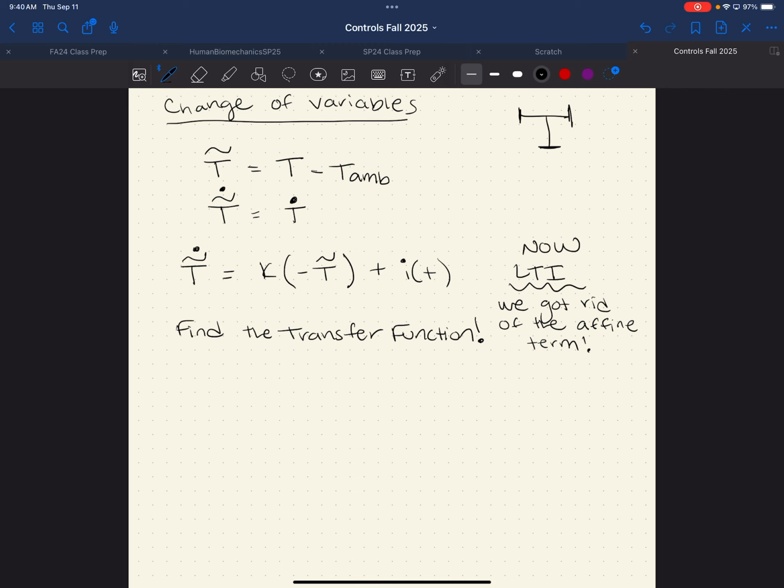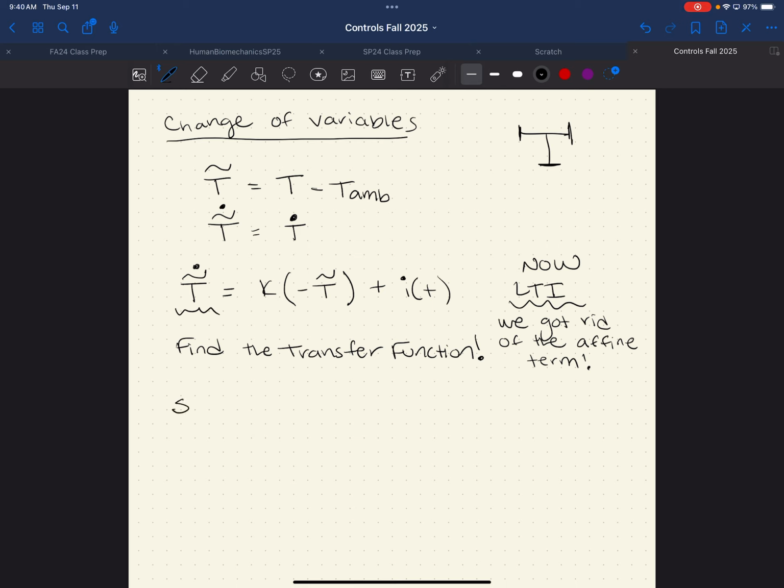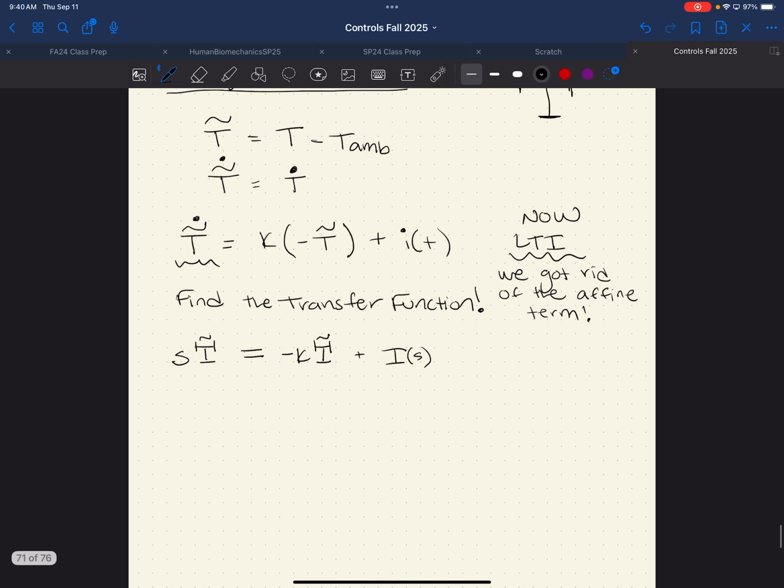Okay, let's find the transfer function. So I should have an S times capital T tilde. What do I assume about my initial conditions? They're 0, right? So I don't have any extra add-on to this. So that's the entire left-hand side. I have minus K capital T tilde plus big I of S. All right, let's get all my T tilde terms on the left.